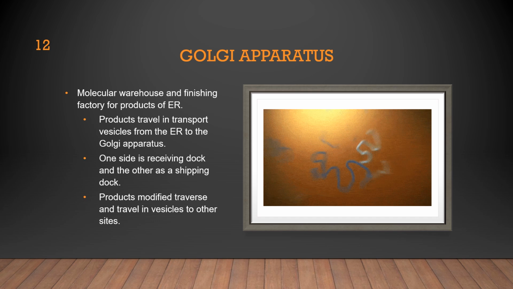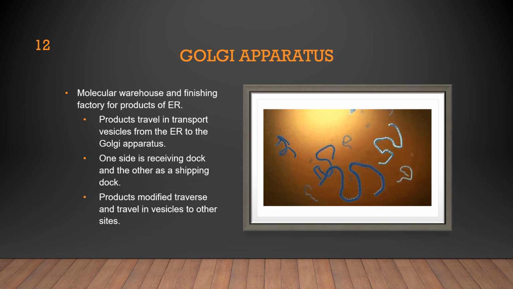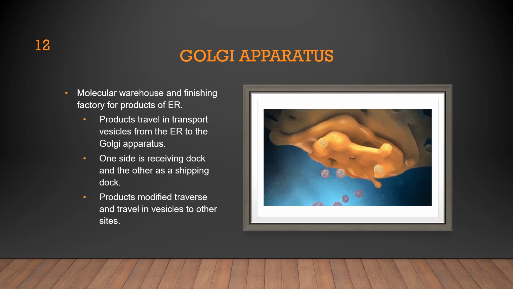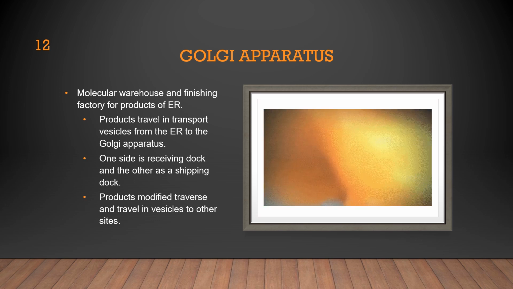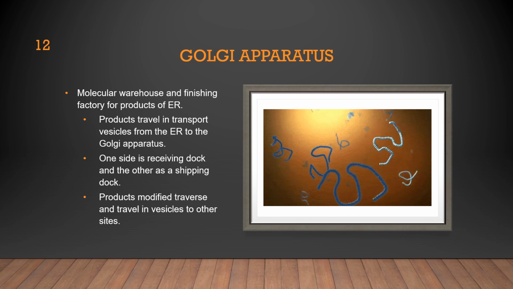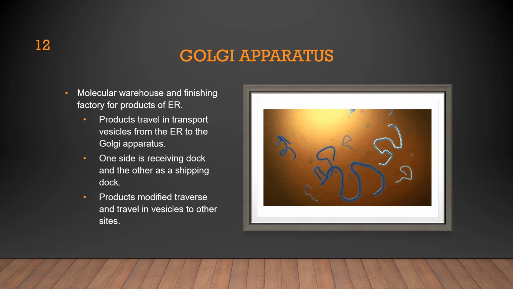Next, we have the Golgi apparatus, or the warehouse, or the Amazon site of the cell. Here, proteins are packaged, changed. They can have carbohydrates, they can have lipids added to them so that they can be excreted out of the body or out of the cell to be used in the body for whatever reason they need to be used for. It has a shipping side and a receiving side.